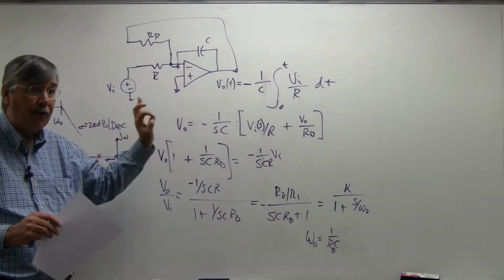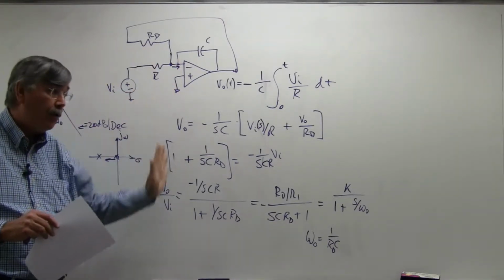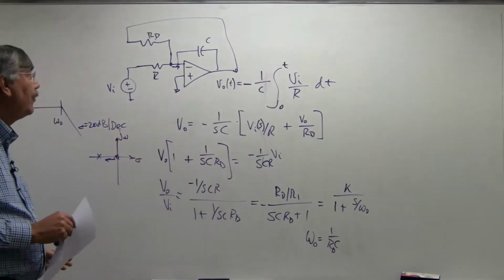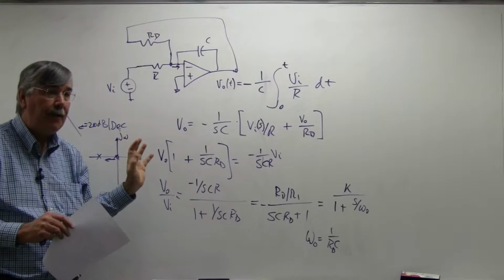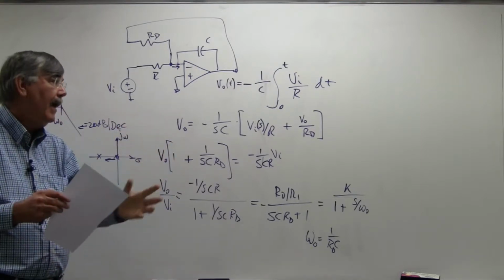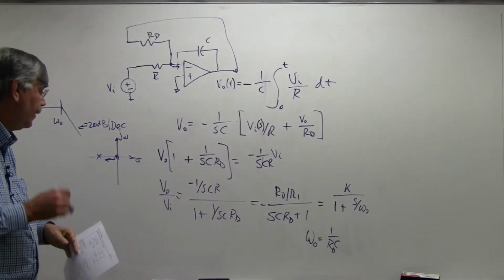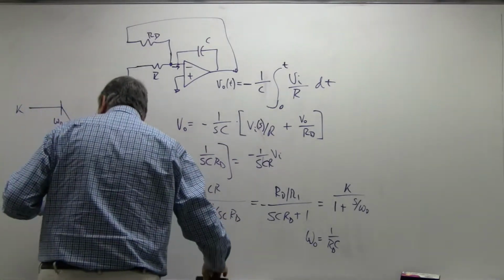I took an unstable circuit, the integrator, which put a pole on the j omega axis. I put some feedback from the output back around to the input, which provided damping, and moved the pole into the left half plane. Let me show you why that's going to be significant.